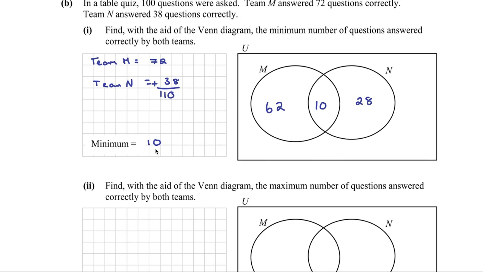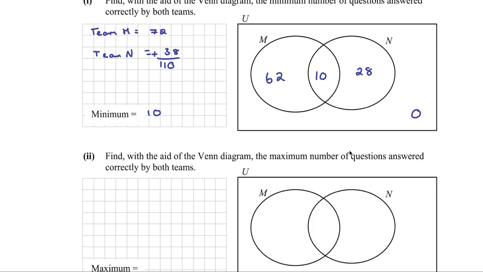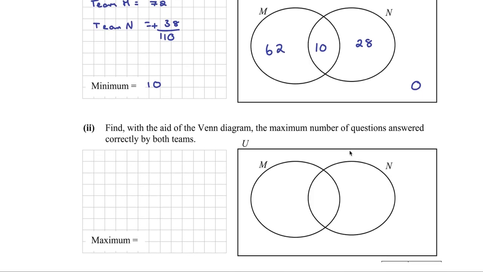Now, technically my Venn diagram isn't complete here until I filled in everything. So I added these two together, 62, 10 and 28. We know that now totals to 100, so that means that there was 0 on the outside, just to be sure that we're filling in the Venn diagram correctly. For this next one, it's the same question, but we're going in the other direction. What's the maximum number of questions that they both could have answered correctly?